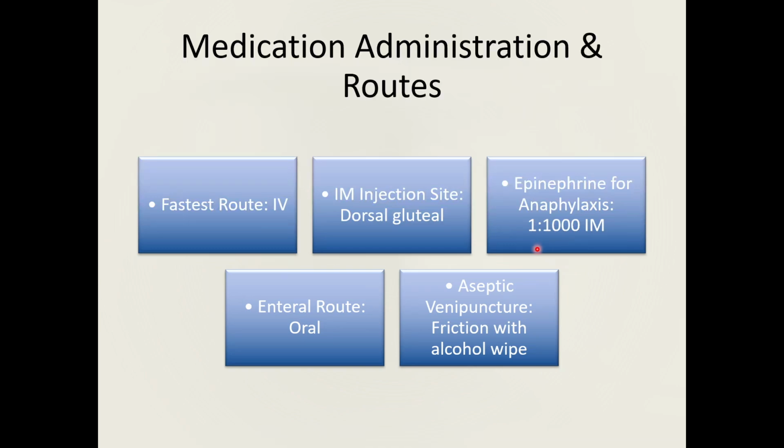Your IM injection is going to be a lot slower than an IV injection, because you're going into the muscle itself. But think about sub-Q, you're barely going into the skin and dropping off drugs. So it's got to go through all the layers of the skin before it gets to the muscle.